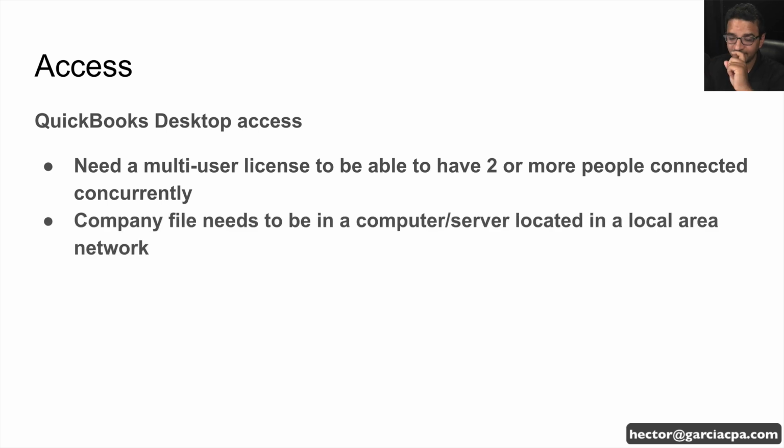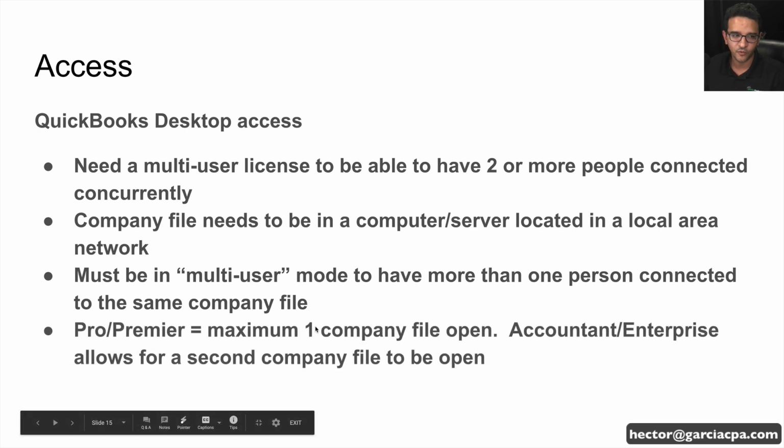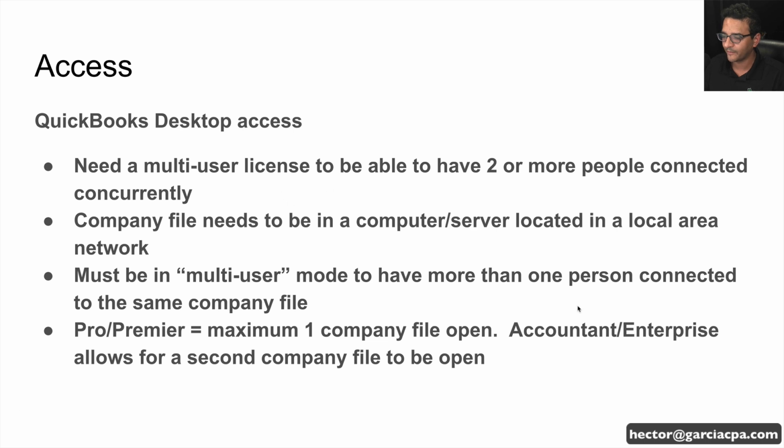The company file needs to be in a computer or in a server within a local area network where all the other users are connected to work in a multi-user type mode. You must switch to multi-user mode, which has certain restrictions on the company file, if you want to have more than one person connected at a time. There are some admin functions that require you to switch to single user, which creates a little bit of a disruption in the workflow, which is one of the things I don't like too much about QuickBooks Desktop.